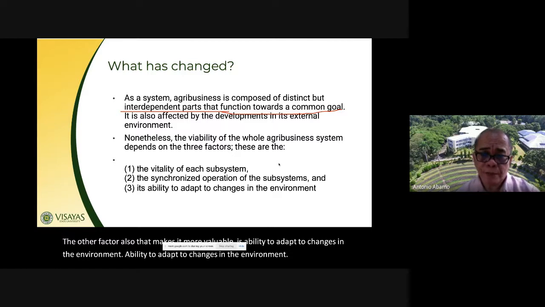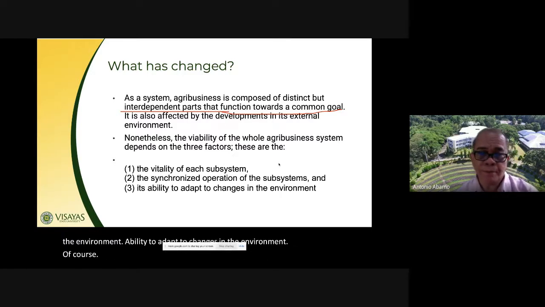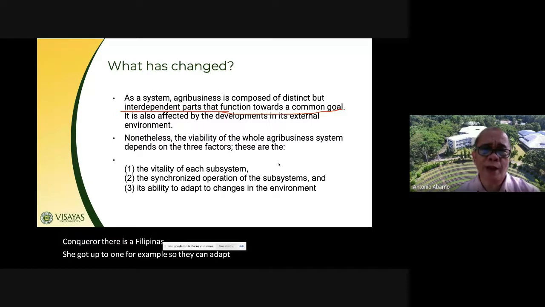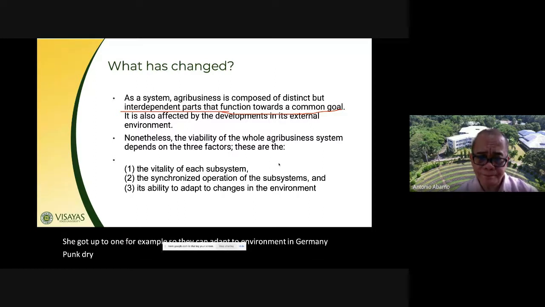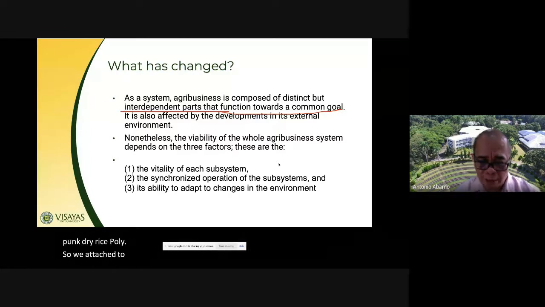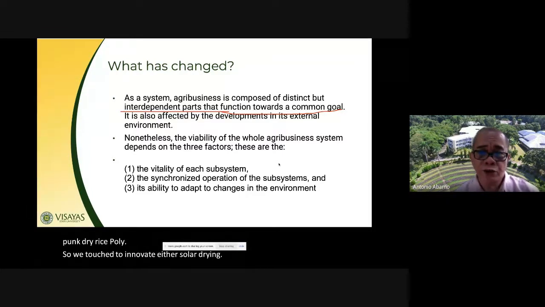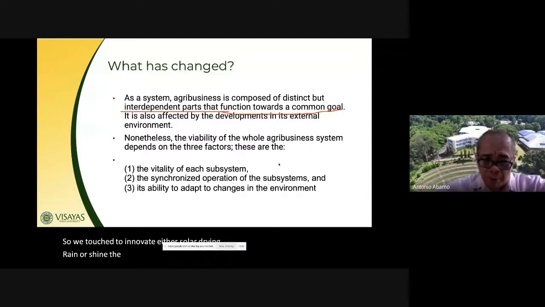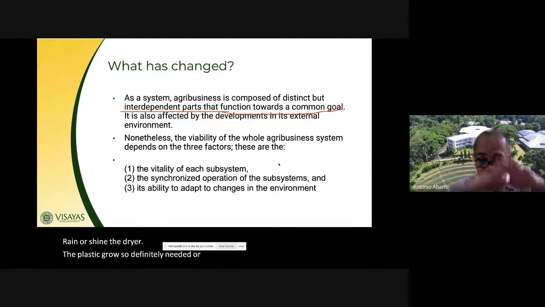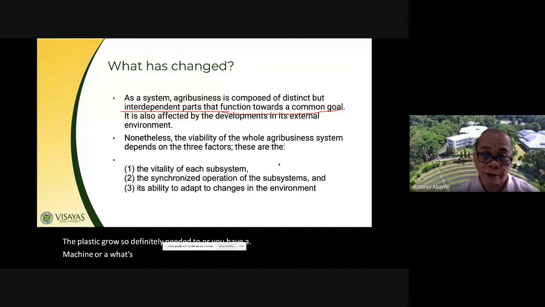Of course, like kuan karon dire sa Pilipinas, sige lang uwan, for example, so di ka mo adapt sa environment, kung saan man yung pag-dry, yung rice, yung palay. So it has to innovate. Either solar drying, rain or shine na dryer, na tabunan lang plastic, pero makasun, yapon ang init dito, or you have a machine or mechanical dryer, something like that. And several other responses.